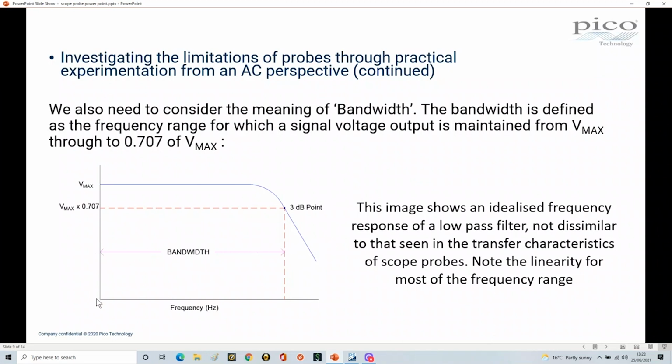So here's DC down here, 0 hertz, and up here, for our ×1 probe, we'd expect that to be around about 10 megahertz. And on the ×10 setting, we'd expect this to be around about 200 megahertz. But let's actually see what happens when we do this for real.